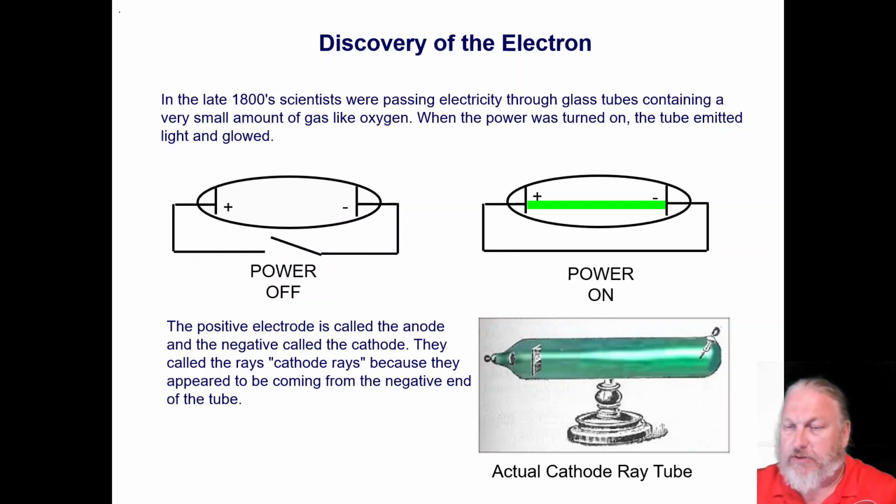If you look down here, you can see a little picture of a cathode ray tube, and they'd have a nice green glow through there. The positive electrode we call the anode, and the negative electrode we call the cathode. We call these rays cathode rays because they appear to be coming from the negative end of the tube.